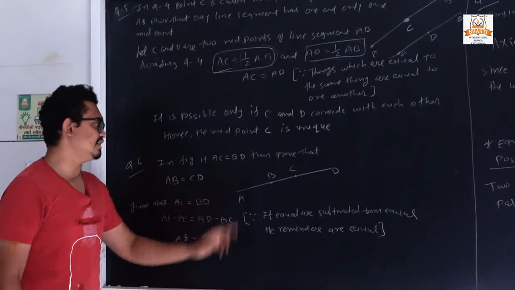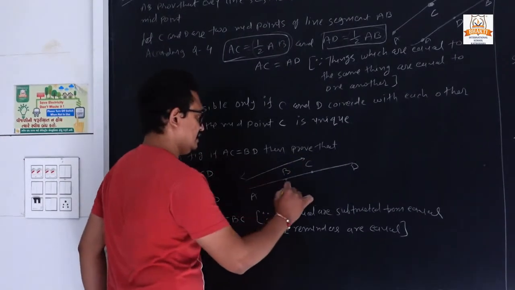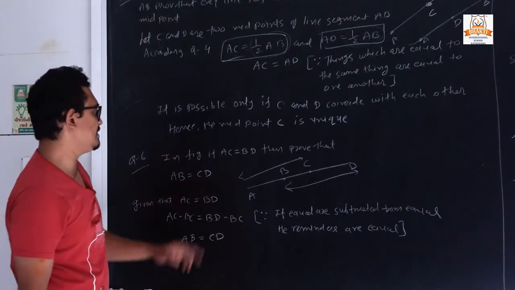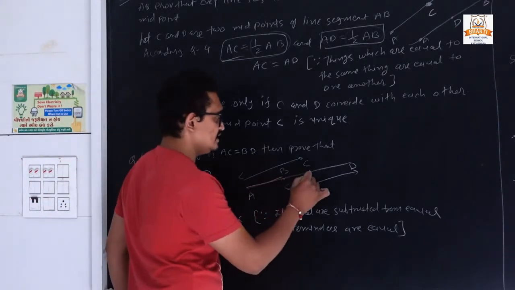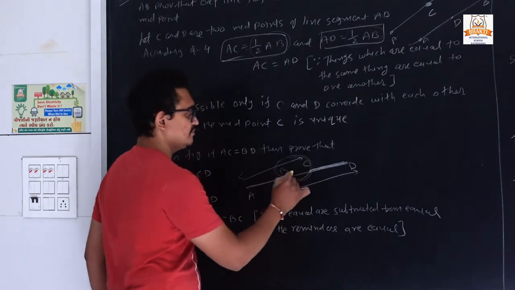Now in question 6, a figure is given. See that AC is equal to BD. So this part and this part are equal. We need to prove that AB is equal to CD. So this is a common part, BC.